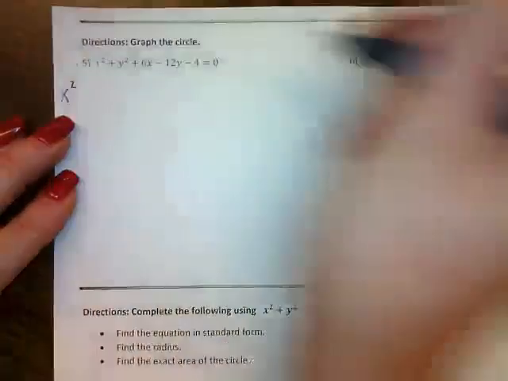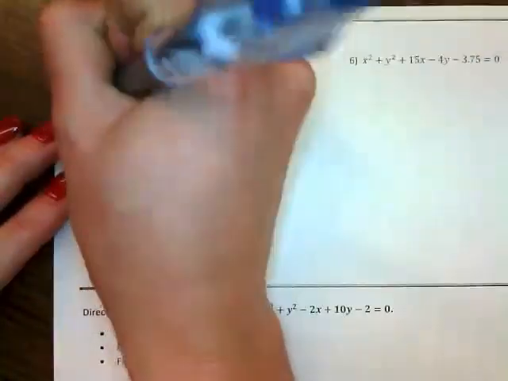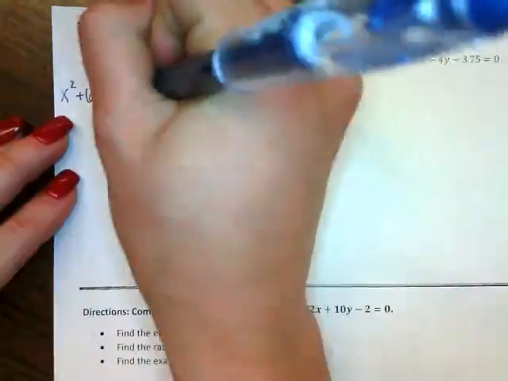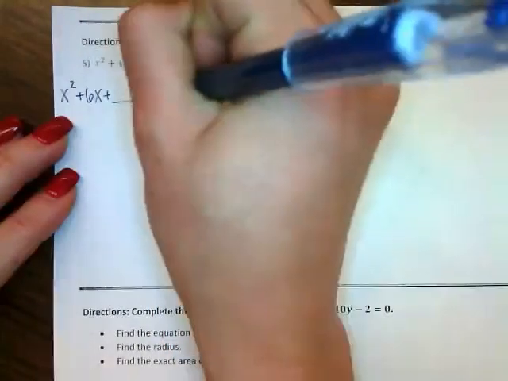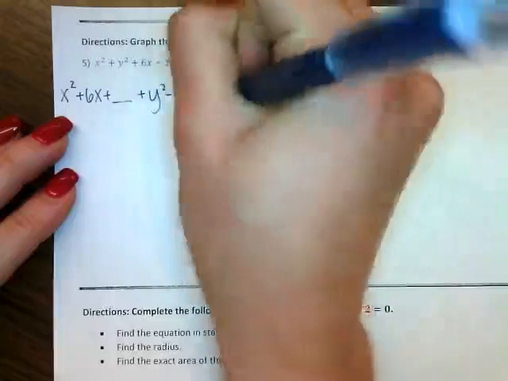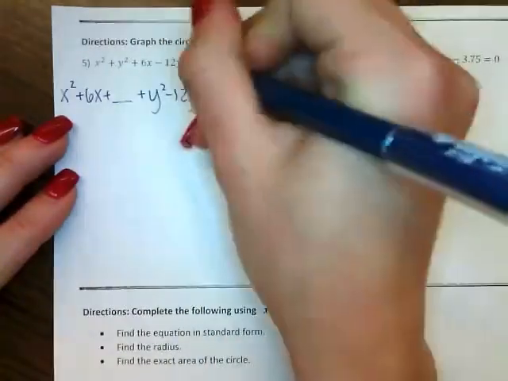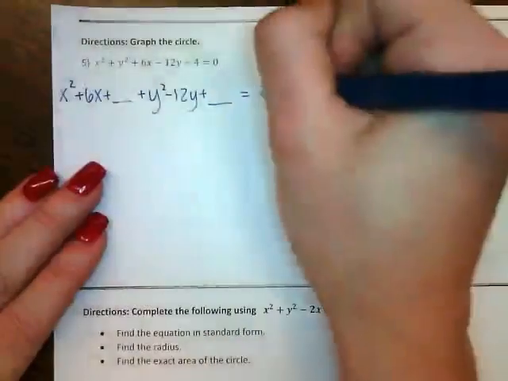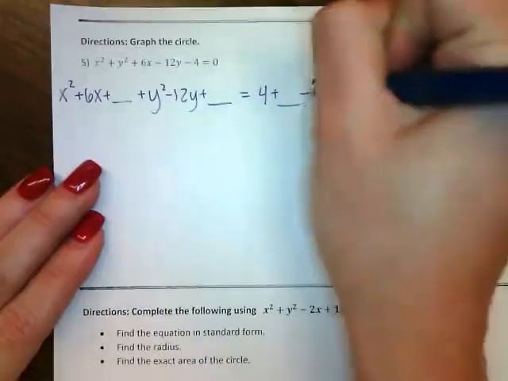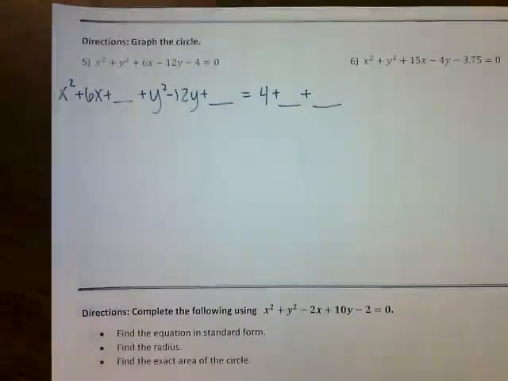I'm going to group my x's. I'll leave a blank. Group my y's. Leave a blank. And we're going to add that constant over to the other side. And I'll put 2 blanks so I don't forget to add whatever I do on the left to the right.